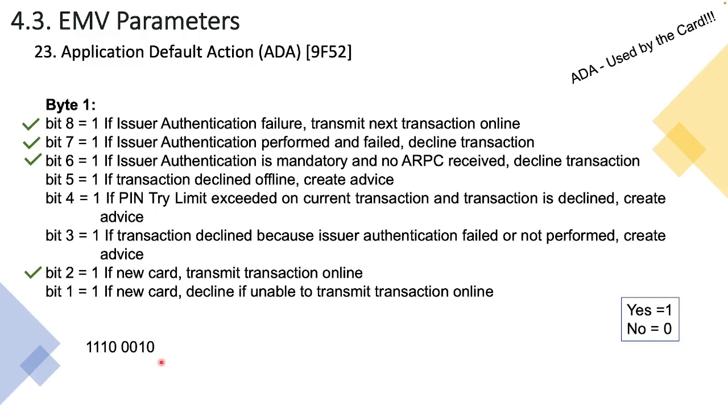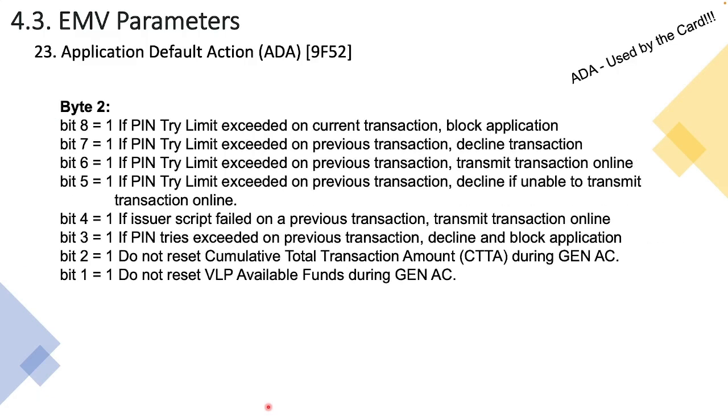And if you convert that to hex, what you end up with is a value of E2. Okay. Let's look at byte 2. So byte 2's got things like, you can see a lot of it's around pins, so PIN try limit exceeded on current transaction block application. So what you're actually saying is, if you block your PIN try limit, you can set this to block your application. So the card is not usable unless the customer goes into a branch and gets the application unblocked or the card replaced, or whatever process the issuer uses, right?